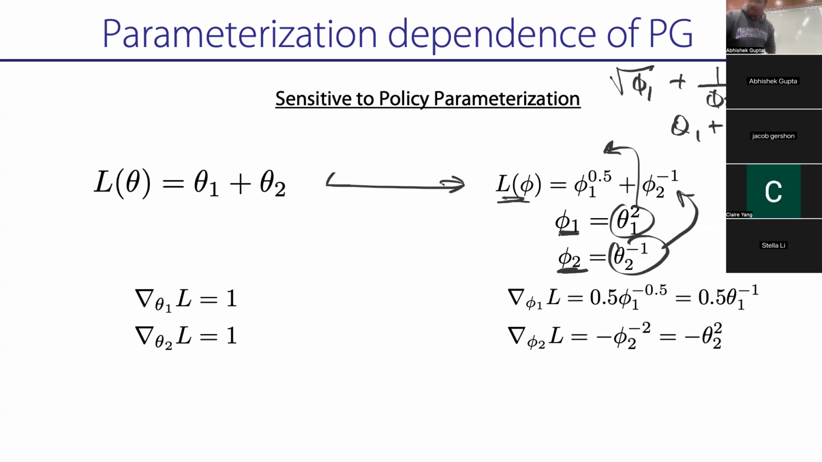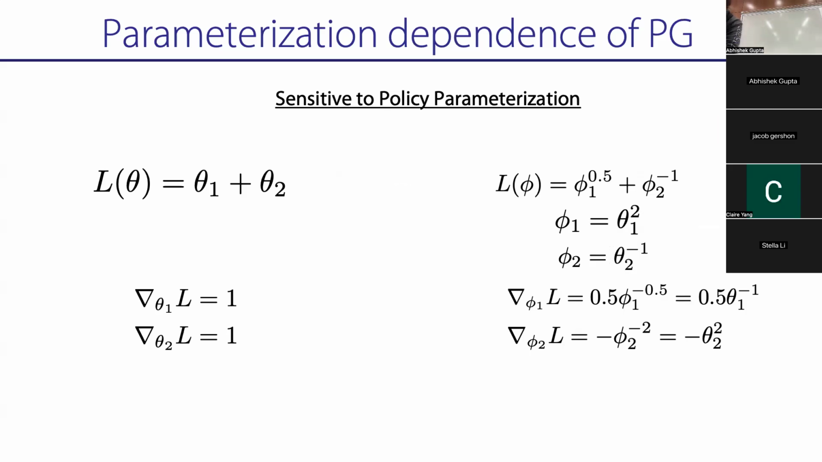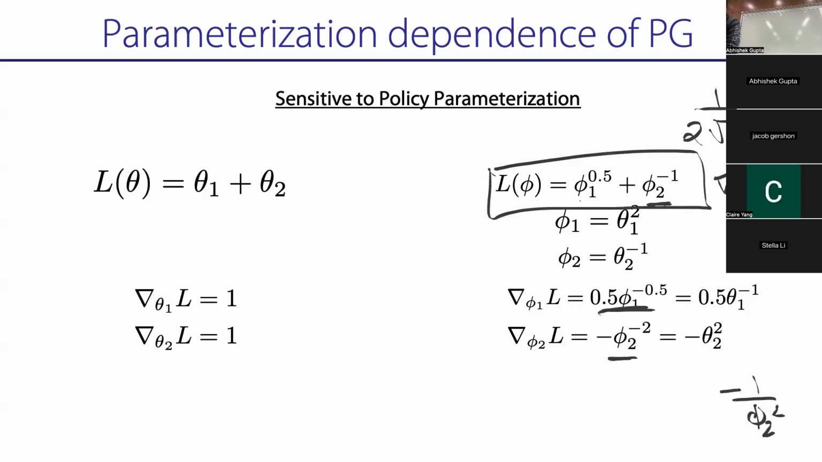Okay, so we change our variables, and now we compute what the gradient is. The gradient is going to be the gradient of the square root of a function, which is 1 over 2 square root of phi 1, and then take the gradient with respect to the second parameter, and it's going to be minus phi 2 squared. So just take the gradient of this thing with respect to phi 1 and with respect to phi 2.